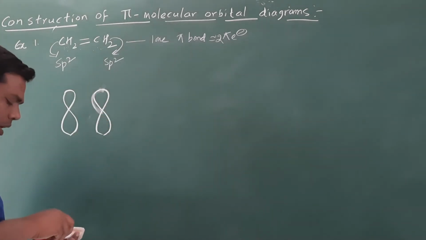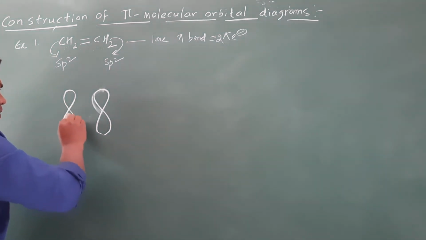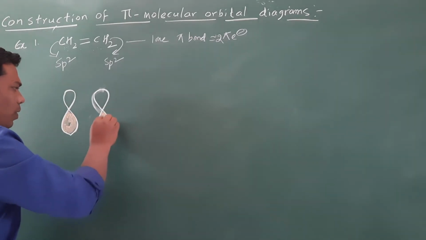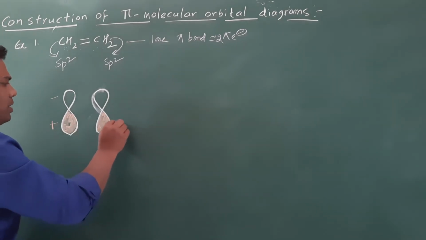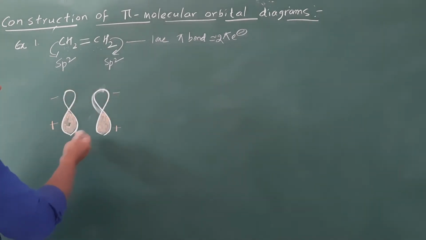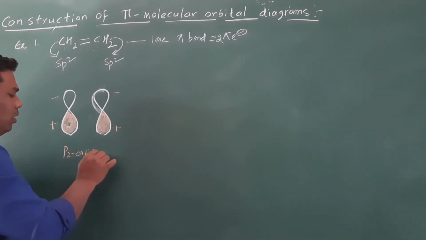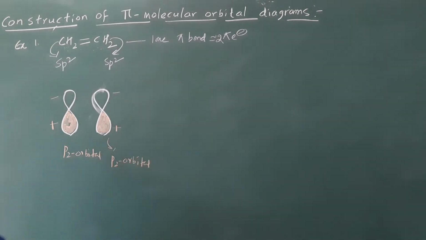In these molecular orbitals, this is a shaded phase and this is also a shaded phase, or you can assume this is a positive charge and this is a negative charge. Okay, positive charge, negative charge. So this is the pz orbital, and this is also a pz orbital. These pz orbitals are overlapping, so then we will get the molecular orbital of the ethylene molecule.